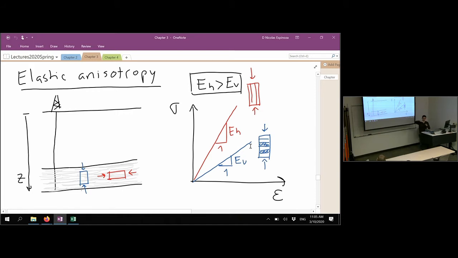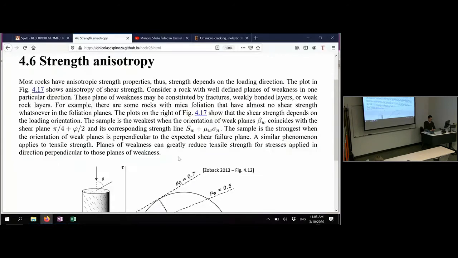Because stiff layers are going to be deposited in the horizontal direction and soft layers also in the horizontal direction, and when you compress that, the solution is that you actually have higher stiffness in the horizontal direction because you have to compress all the stiff layers. While if you do it in the vertical direction, you compress both the soft and the stiff with the same stress. And in the same way that we have elastic anisotropy or stiffness anisotropy, there is also strength anisotropy.